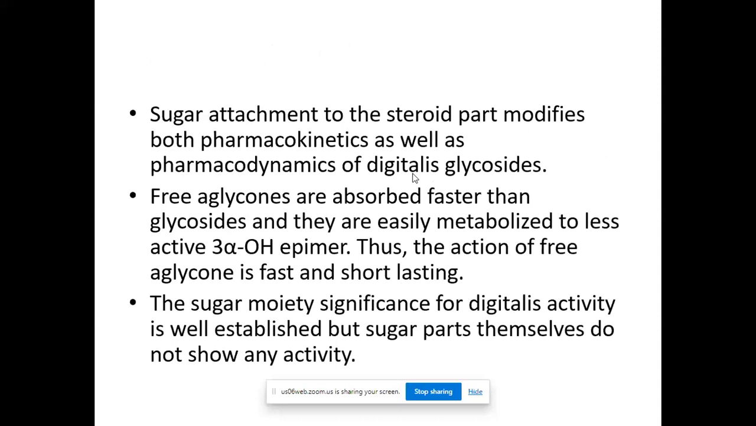So those 2 points are related: the free glycons are absorbed faster than glycosides, and they are also easily metabolized. As you said, once you change the solubility, if the sugar part is more soluble, it may end up being easily metabolized. So it will act fast, but it will also last shorter. The sugar moiety is significant for digitalis, but it hasn't shown any activity. Next slide.